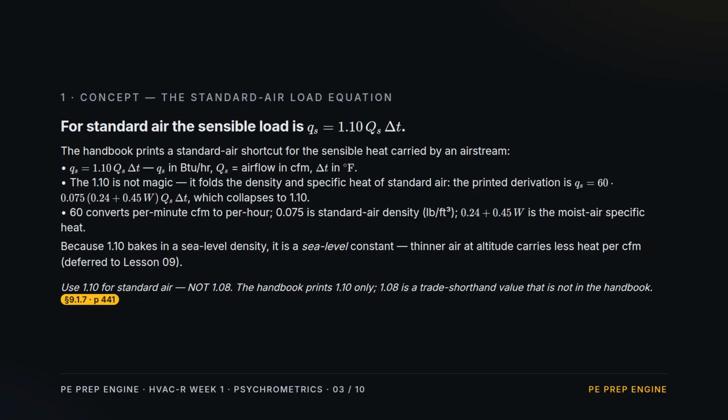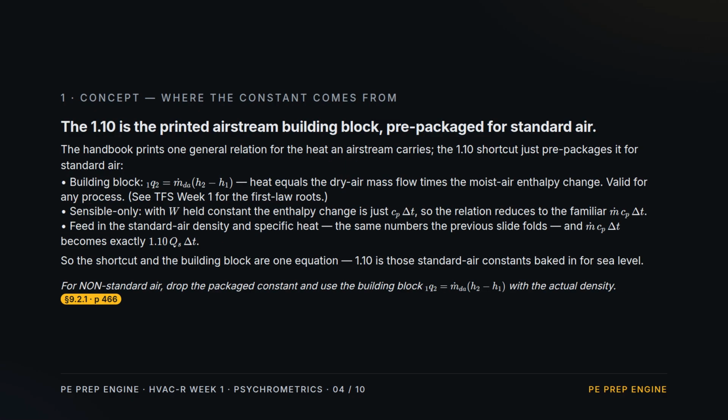Concept 2. The load equation. For standard air, the sensible load is 1.10 times the airflow times the temperature change. That constant isn't arbitrary. It folds the density and specific heat of standard air. The printed derivation carries the 60 for per minute to per hour, the 0.075 density, and the moist air specific heat, and it collapses to 1.1. Use 1.1, not 1.08.